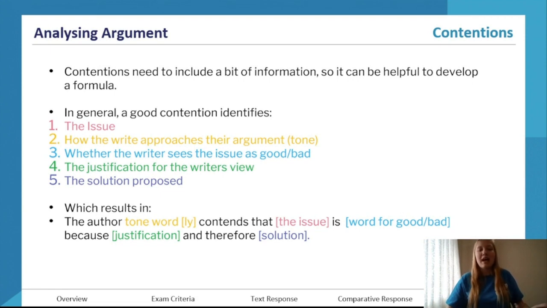So, for example, sarcastically contends that the issue is a beautiful word, an adjective, hopefully for good or bad, because this is how they justify their view and therefore offer some kind of solution or action they want to be taken. If you're someone who can just use the format of in a something tone, the author contends that the issue is blah blah blah, and you don't have to think about those last couple of elements, do that.